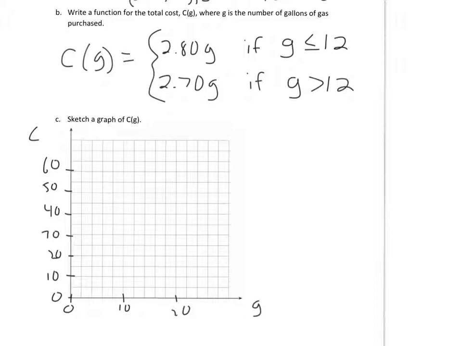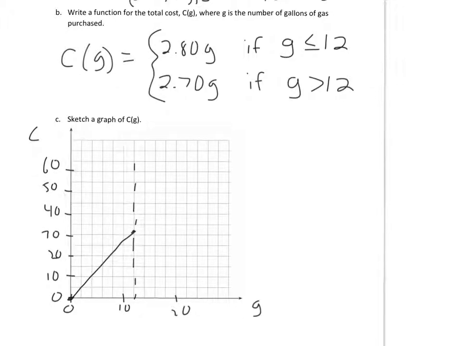Now notice the rule changes when G is 12. So I'm going to put a dotted line right where G is 12. We should find we have one line on the left of that dotted line and another one on the right. Now if 0 gallons are purchased, it costs $0. So you're going to have the origin as your left point here. And if 12 gallons are purchased, then the cost would be $2.80 times 12, which is $33.60. So it would be right about here. And you'd have a straight line connecting the two.